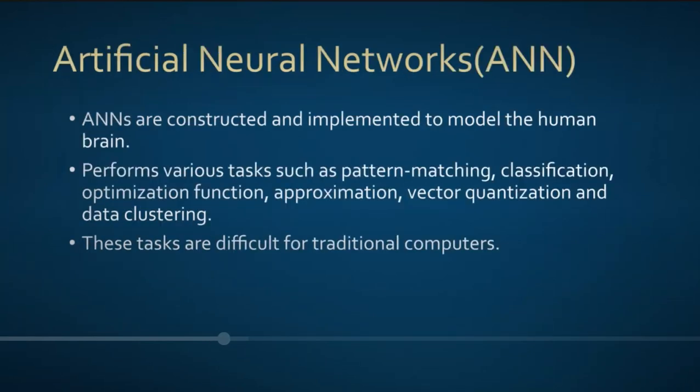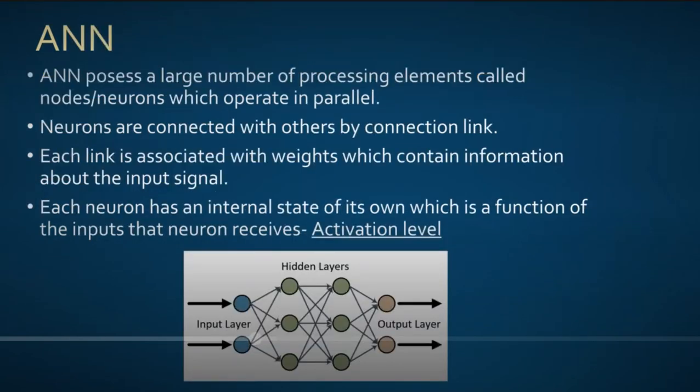So ANNs are constructed and implemented to model the human brain. They have been used to perform various tasks such as pattern matching, classification, optimization, approximation, and data clustering, and these tasks are difficult for traditional computers. ANNs possess a large number of processing elements called nodes or neurons, and they operate in parallel. Neurons are connected with others by a connection link.